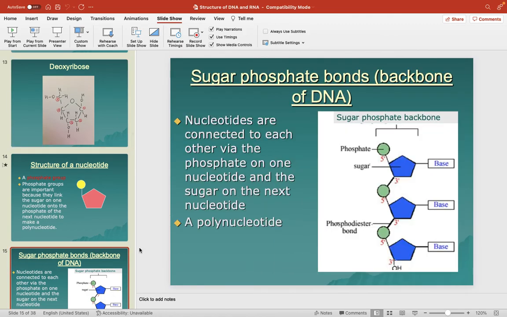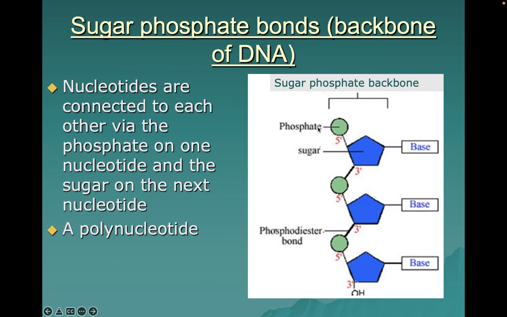So going back to slide number 15, let me just enlarge it. You can see that on this diagram you have number 3 and number 5 given to you, and these numbers refer to numbering of carbon atoms. So you can see that this carbon atom number 3 is connected to the phosphate group of the next nucleotide, and within that next nucleotide carbon number 5 is linked to the phosphate. So that gives you that kind of numbering shown in red here.